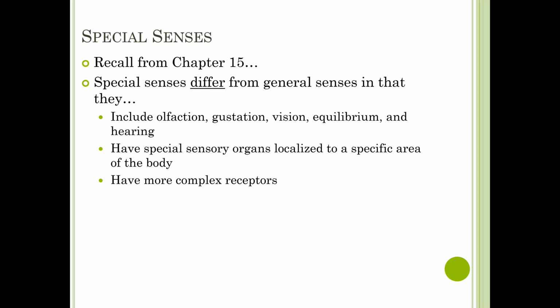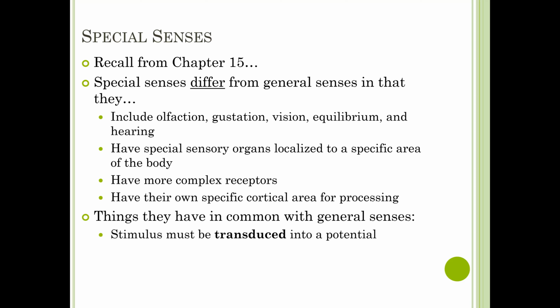They also have more complex receptors, and again, a good bit of focus in this chapter is going to be on the structure of the different types of receptors. They also have their own specific cortical area for processing. So with the general senses, all of the information went to the primary sensory cortex and the parietal lobe, but each of these special senses have their own cortical area. For example, visual information goes to the primary visual cortex and the occipital lobe.